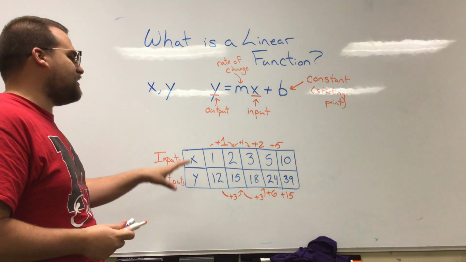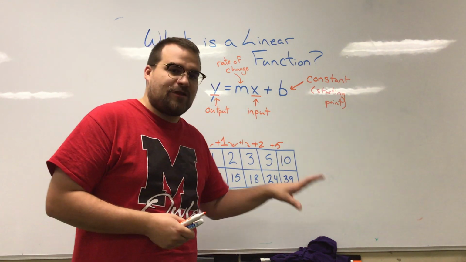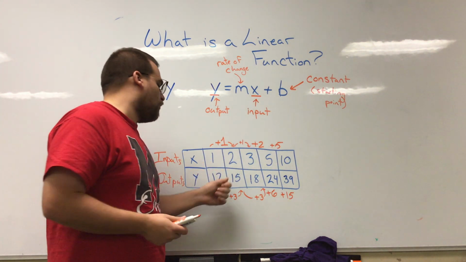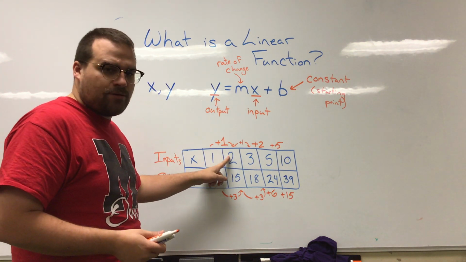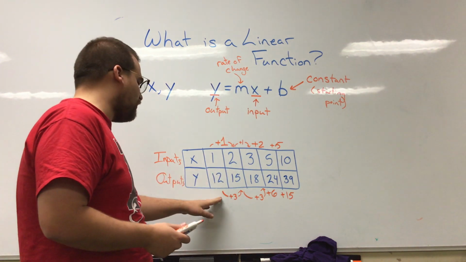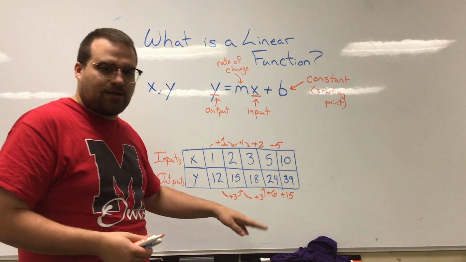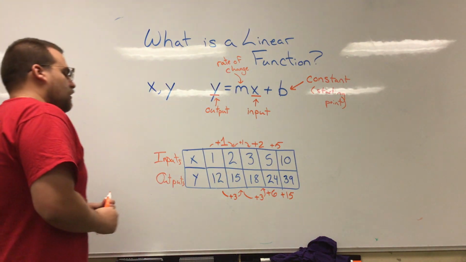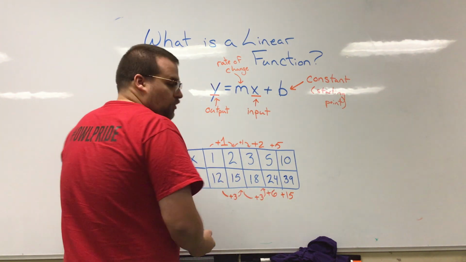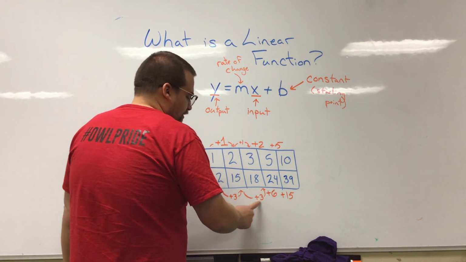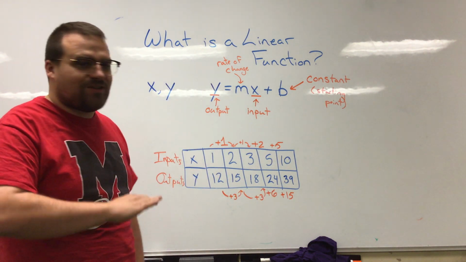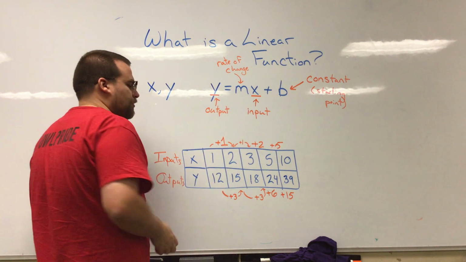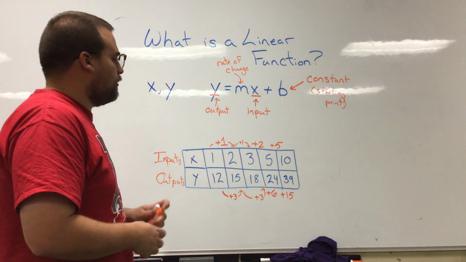So this is how we can identify if individual bits of data are linear: if we can see that for every increase we have in X, we have an equivalent or corresponding constant increase in Y. If any of these numbers were off, if this said plus 3 and then that one was plus 4, not linear, because they have to correspond to how much we're going up in X.